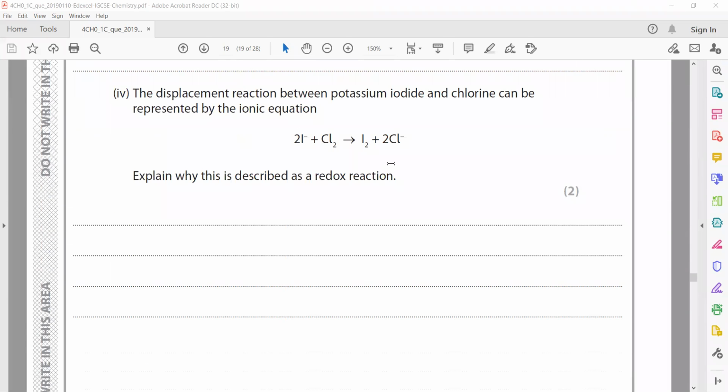The displacement reaction between potassium iodide and chlorine can be represented by an ionic equation. Explain why this is described as a redox reaction. So iodine is -1 turned to 0 and chlorine is 0 turned into -1. So one is oxidation, another one is reduction. Why do we call it redox? Because there is a loss and gain of electrons.